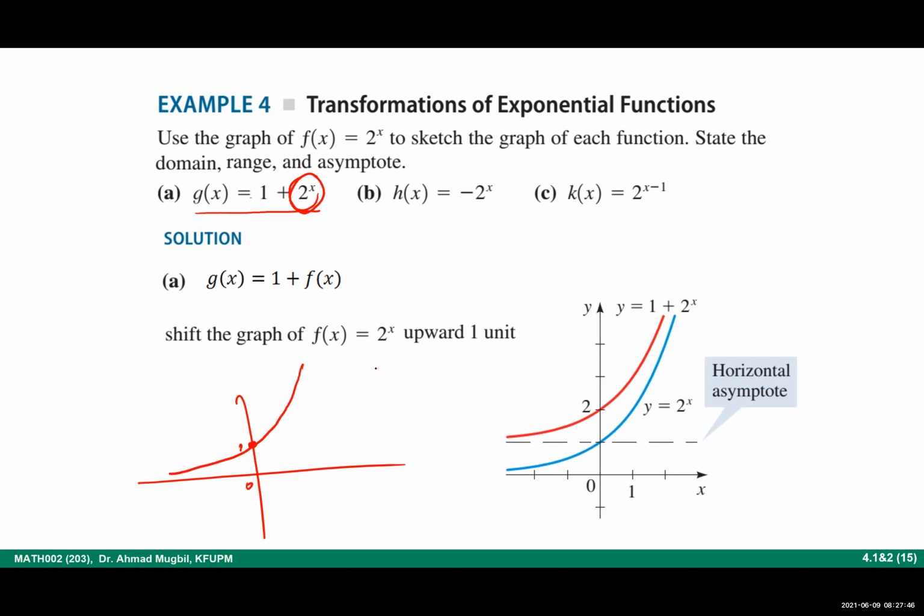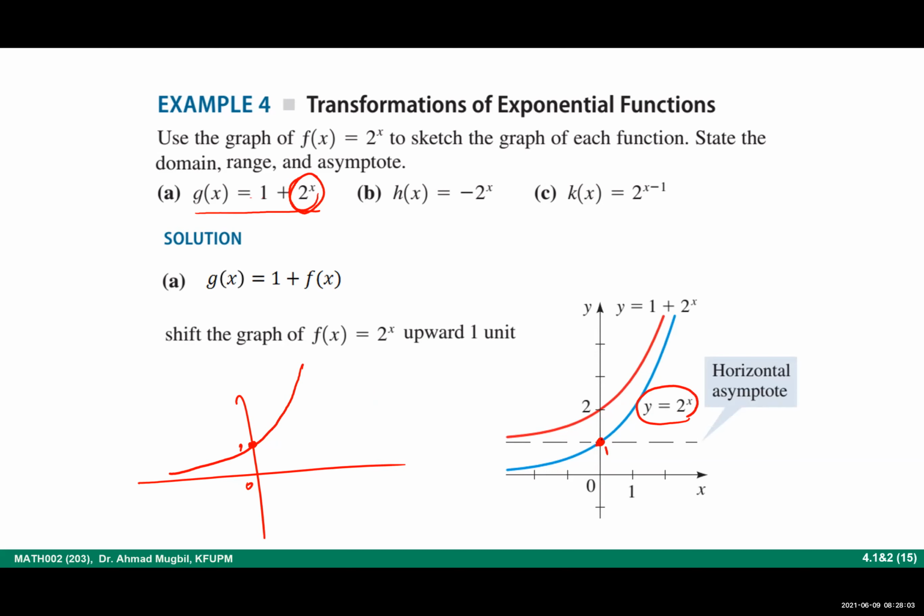Is it like this or like this? It is narrower or wider. So the blue graph is for y equals 2 to the power x. It passes through the point (0, 1). Now what we will do, we will shift it up. How to shift it up, ya shabab?